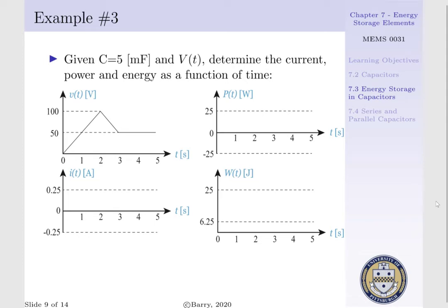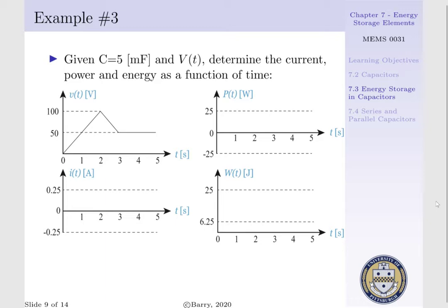So here we're given our voltage as a function of time, as shown in the image in the top left below, and a capacitance of 5 millifarads. We want to determine the current, power, and energy as a function of time. To begin, we first have to have a functional description of our voltage as a function of time.